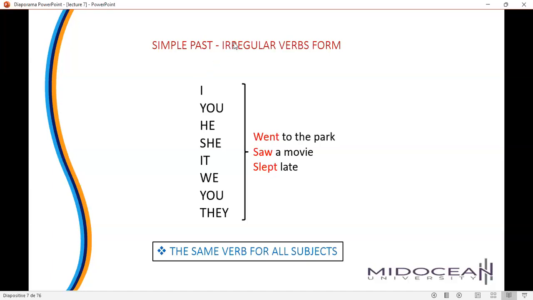Past now with irregular verb forms. Here we have verb to go, so went. I say, I went to the park, for example. You went to the park. Another example: she saw a movie. Another example: they slept late. These verbs are irregular. As you see, we have the same verb form for all subjects.